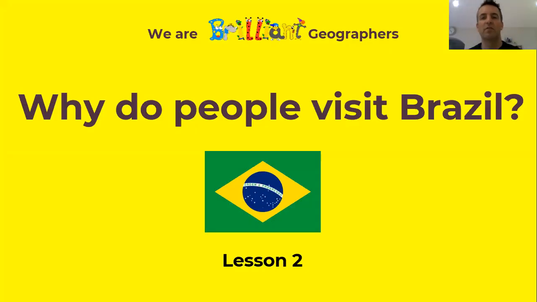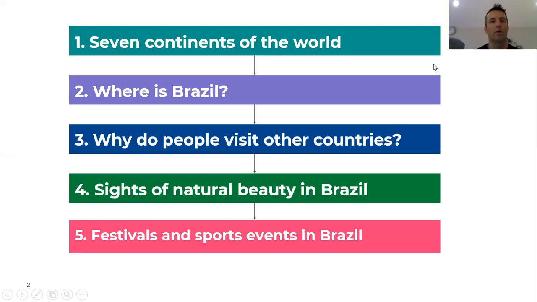Okay, so this is lesson 2. Why do people visit Brazil? So our lesson today is, as we said, why do people visit Brazil? And in our last lesson, we looked at the 7 continents of the world. So we're going to have a quick recap of those just to see if you can remember any more of those today. We're going to find out where Brazil is on our world map. We're going to think about why people visit other countries in general. And then some sites of natural beauty people might want to see in Brazil and maybe some festivals and sports events. And that might be reasons why people are attracted to go to the country.